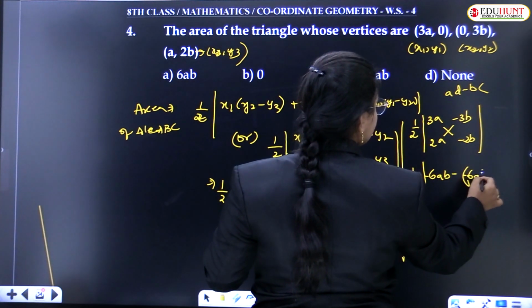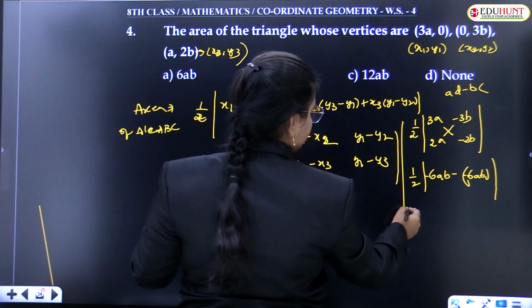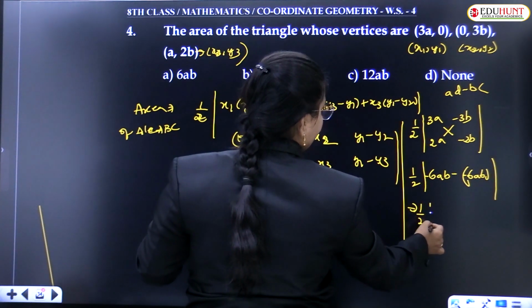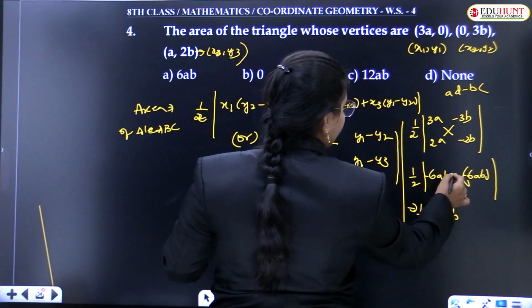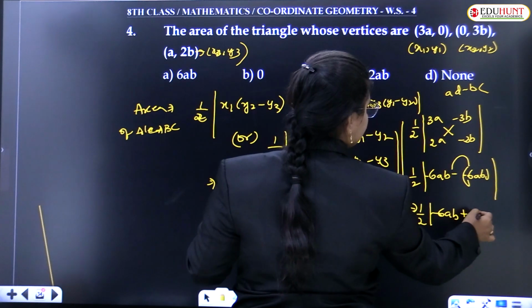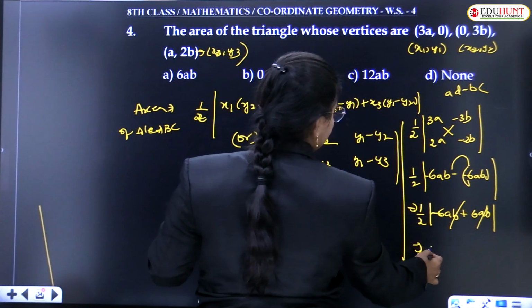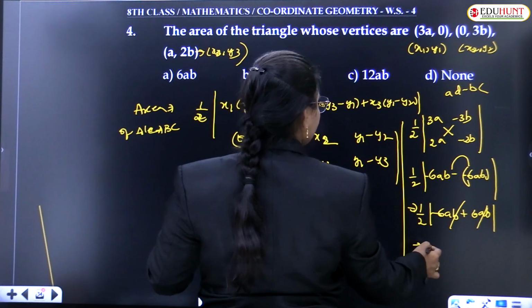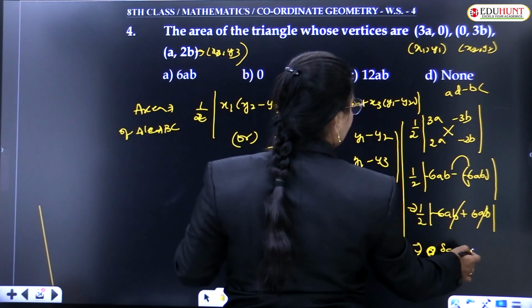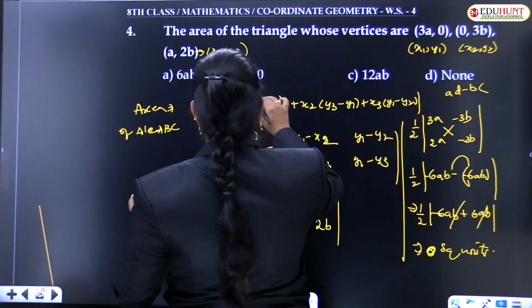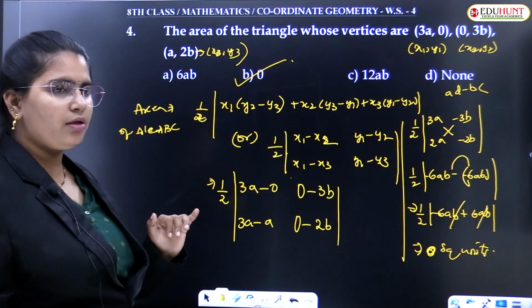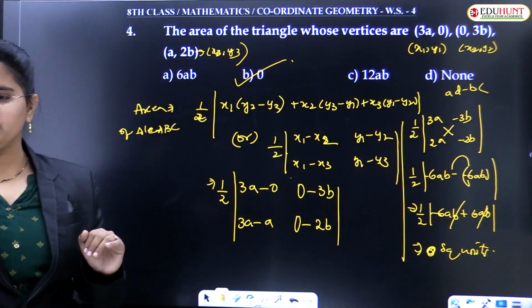Minus of minus 6AB, correct? Bracket close. Half minus 6AB, minus into minus is plus 6AB. Minus 6AB plus 6AB will cancel. So what is the answer here? 0 square units. So which will be option B here, which will be option B.